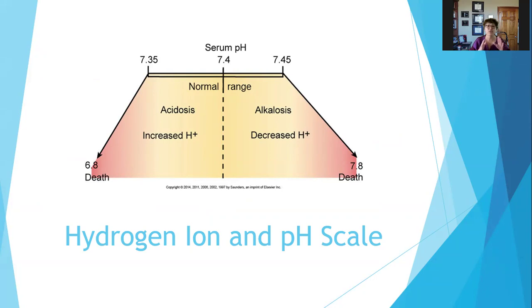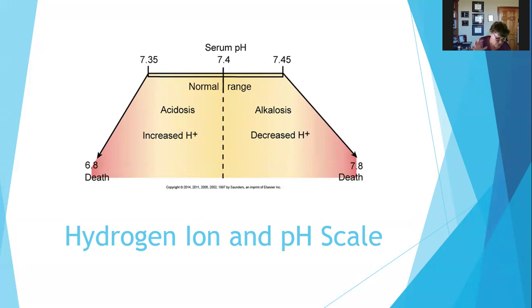So this is our normal range, acidosis, alkalosis. If you have increased hydrogen ions in your system, that's acidosis. If you have decreased hydrogen ions in your system, that's alkalosis. The normal range, very narrow, between 7.35 and 7.45. 7.4 is considered neutral. And death occurs very shortly on either side of that very small range.